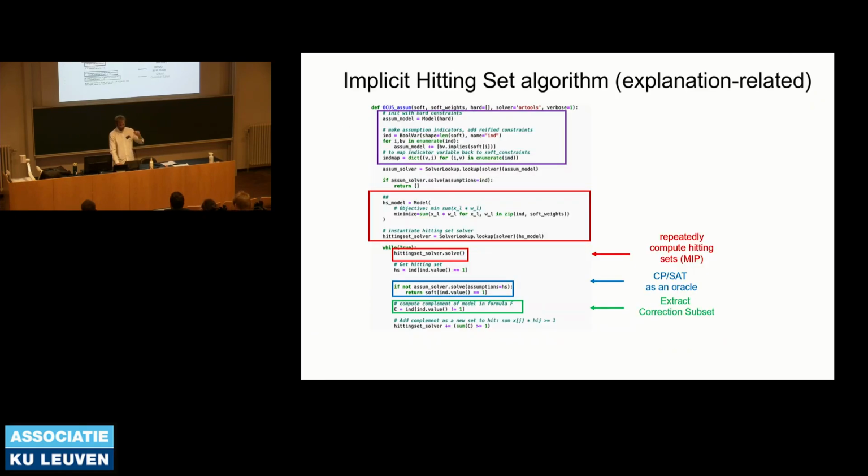Combinations of solvers, I'm not showing that. Implicit hitting set algorithms is something that we need a lot. And so the red part is a MIP solver, the blue part is a CP solver, and you can just use them in the same code base, so there's very little glue code. We're putting so much effort into making good glue code that it takes less effort to do the other parts.